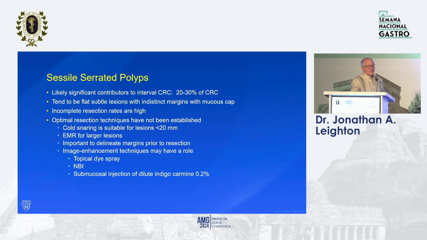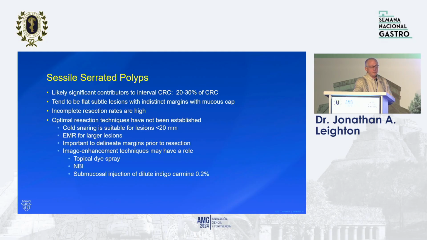What about sessile serrated lesions? They likely also contribute to interval colorectal cancer, as you heard before. They tend to be flat, subtle lesions with a mucus cap. Incomplete resections are high, and so optimal resection techniques haven't been established, but we think that you can still use cold snaring for these lesions if they're less than 20 millimeters, and EMR for larger lesions. Again, as I showed you with the injection, it's good to delineate the margins prior to resection, and you can use image techniques that can help.